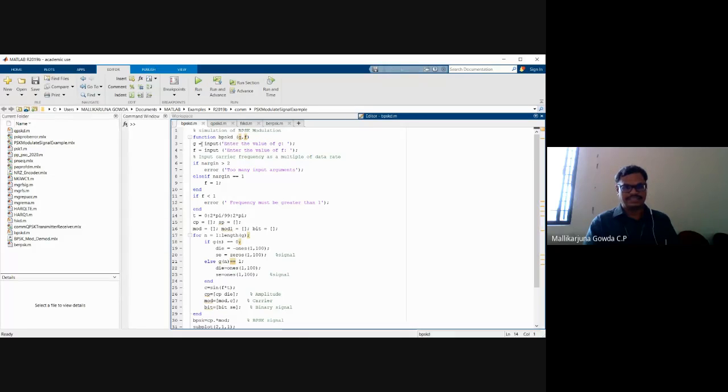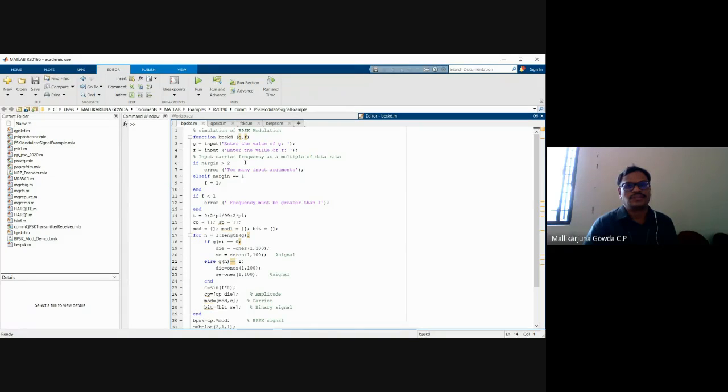I have written a BPSK generation function. See, this can be written in many ways. So here I am entering the input sequence. That is why I have written G as one variable, and another variable is F, so that I can change the frequency of the carrier.